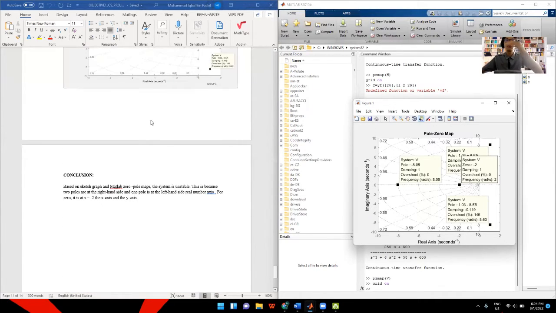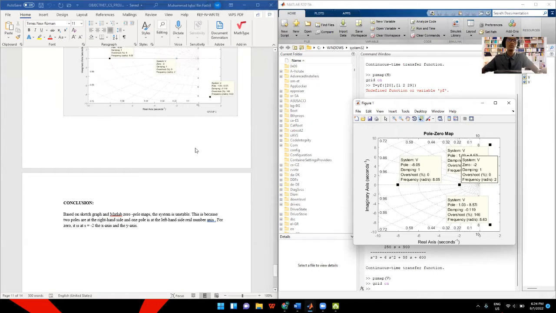So conclusion for this circuit, the system is unstable. This is because two poles are at the right hand side and one pole is at the left hand side, a real number. For zeros, it is at s equal to negative 2 here. The x axis and the y axis.